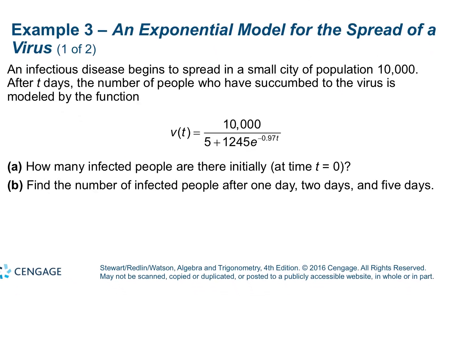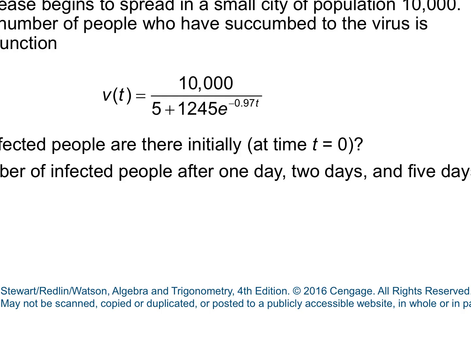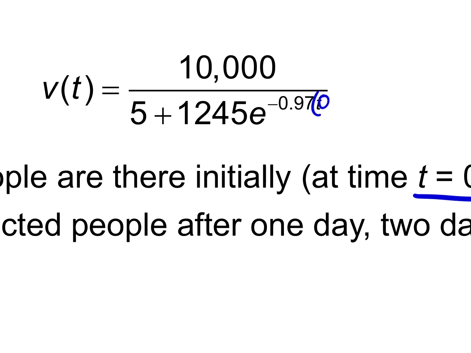All right, example 3, we're going to do A. It says how many infected people are there initially? So at time equals 0. So we would just plug 0 into the t. So we're going to plug 0 in here, and then we can put it into our calculator. What's negative 0.97 times 0? 0, awesome. Then we have to do e to the power of 0. What's e to the power of 0? 1, awesome. Do it in your calculator, see what you get.